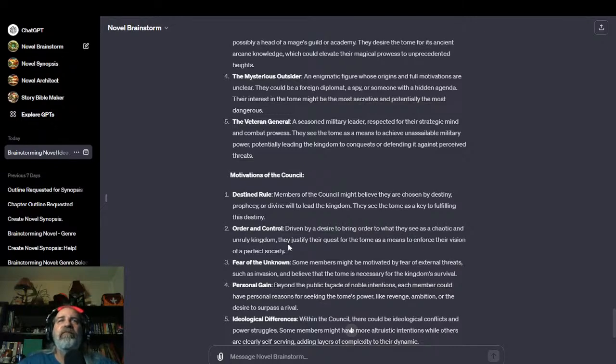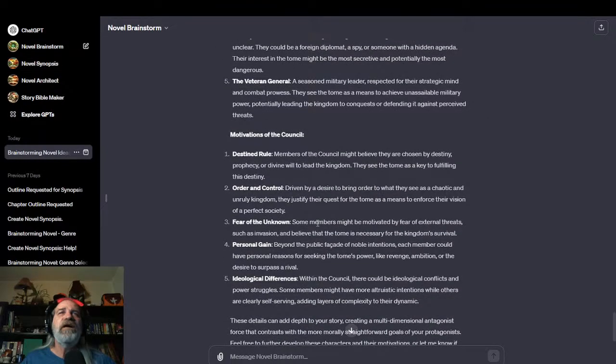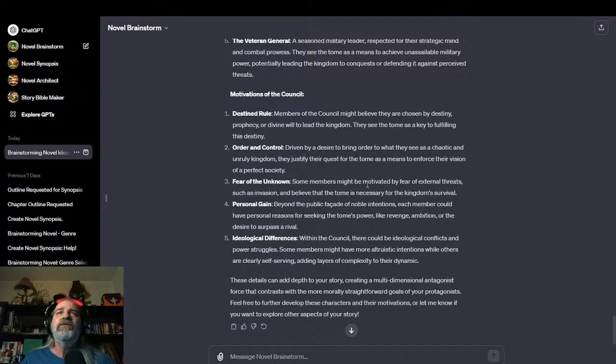See the tome as a key to fulfilling this destiny. Order and control, driven by a desire to bring order to what they see as a chaotic and unruly kingdom. They justify their quest for the tome as a means to enforce their vision of a perfect society. Fear of the unknown. Some members might be motivated by fear of external threats such as invasion and believe that the tome is necessary for the kingdom's survival.